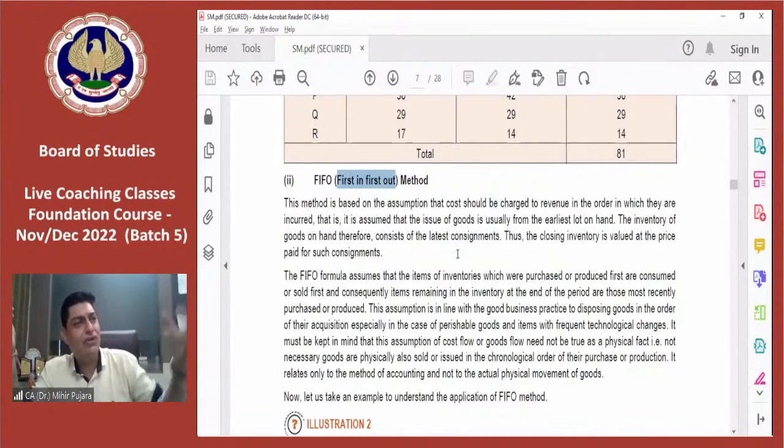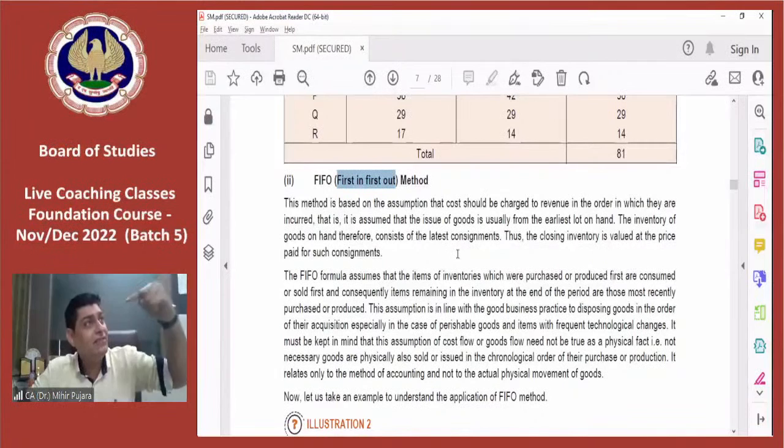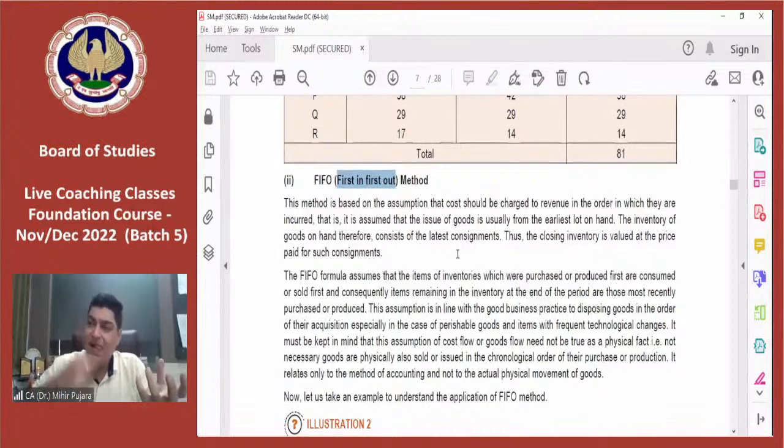Okay, the stock that you purchased first, you will issue first. So I can say we will go date wise. The order, the sequence in which stocks are purchased, stock will be issued in the same sequence.